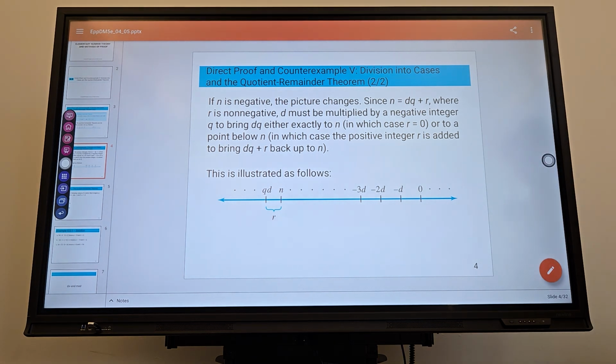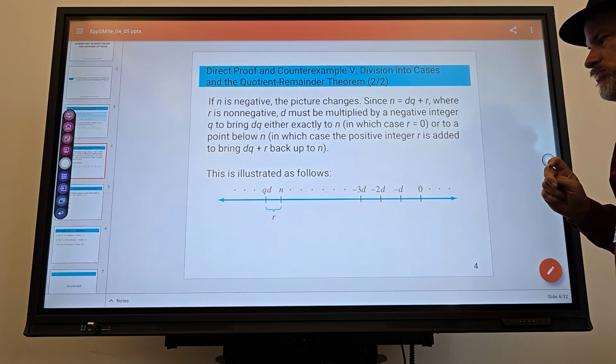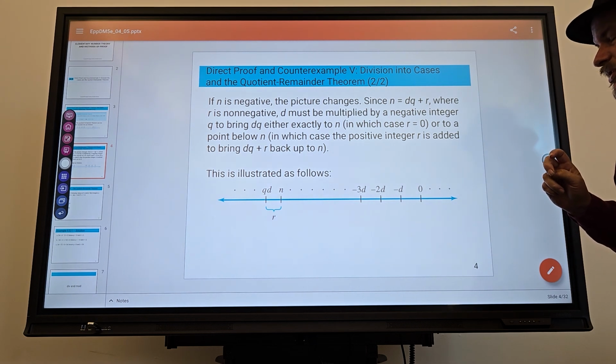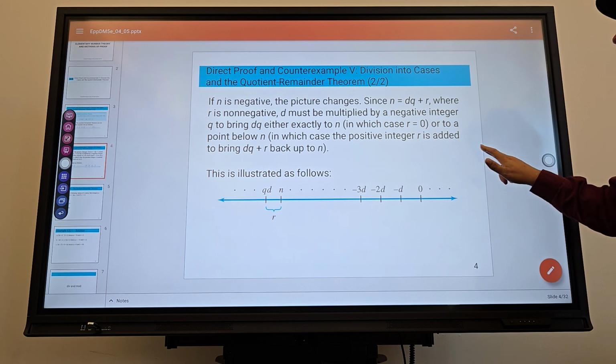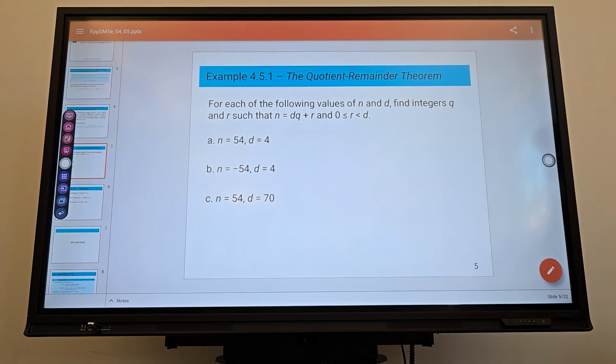So the quotient is not the same as if n is positive. For each of the following values of n and d, find integers q and r such that n equals dq plus r. Okay, so n equals 54, d equals 4.